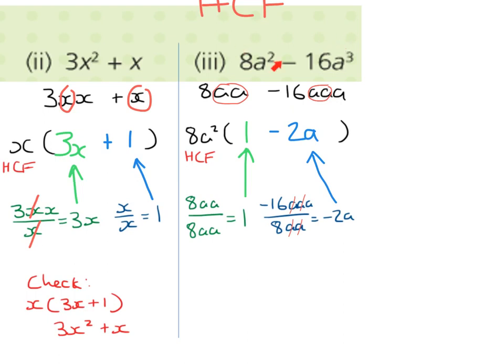So we're asked to factorize this, and this is our answer. So your answer must contain brackets when you're asked to factorize. So next, we're going to multiply out these brackets and see do we get back to the start just to check our answer. So 8a squared multiplied by 1 minus 2a gives us 8a squared minus 16a cubed. So we got back to the start, so we know that this is correct.